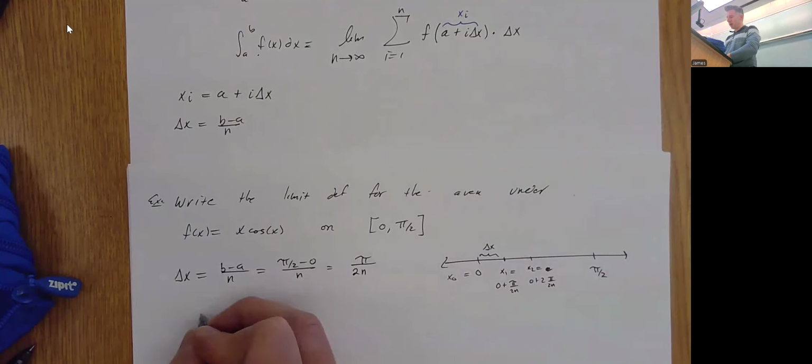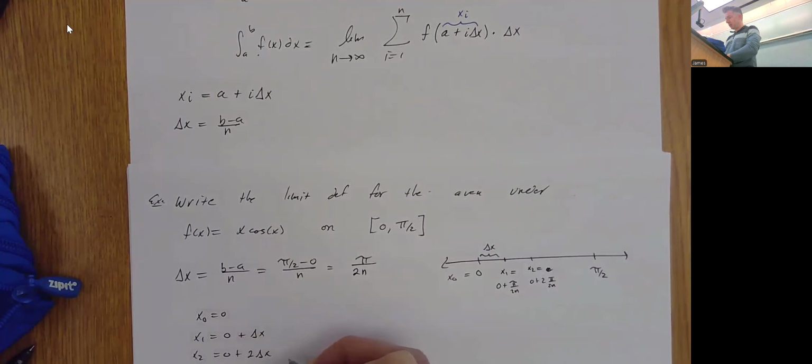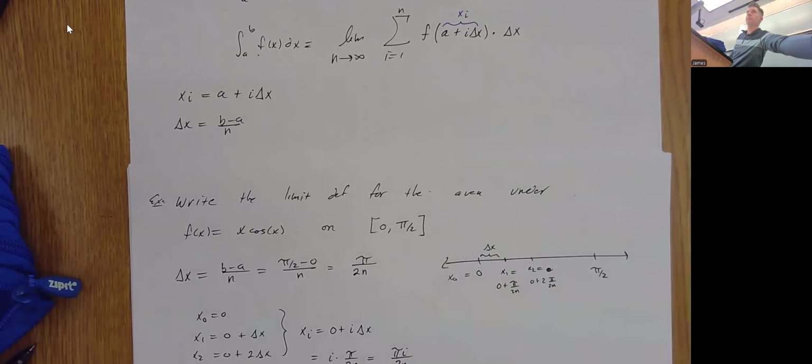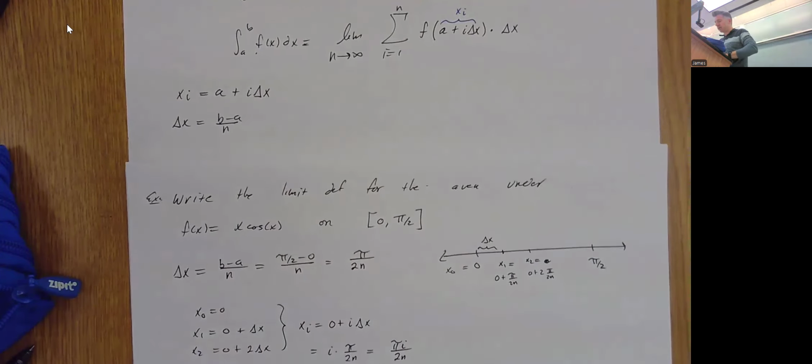So I can start seeing that x sub 0 is 0, x sub 1 is 0 plus a delta x, x sub 2 is 0 plus 2 times delta x. So it's looking like all this is leading me to say that my x sub i is 0 plus i times delta x, which I shouldn't be writing 0 plus anymore. That's just going to be i times pi over 2n, or probably more nicely written as pi i over 2n. Cool. We've got the x sub i.